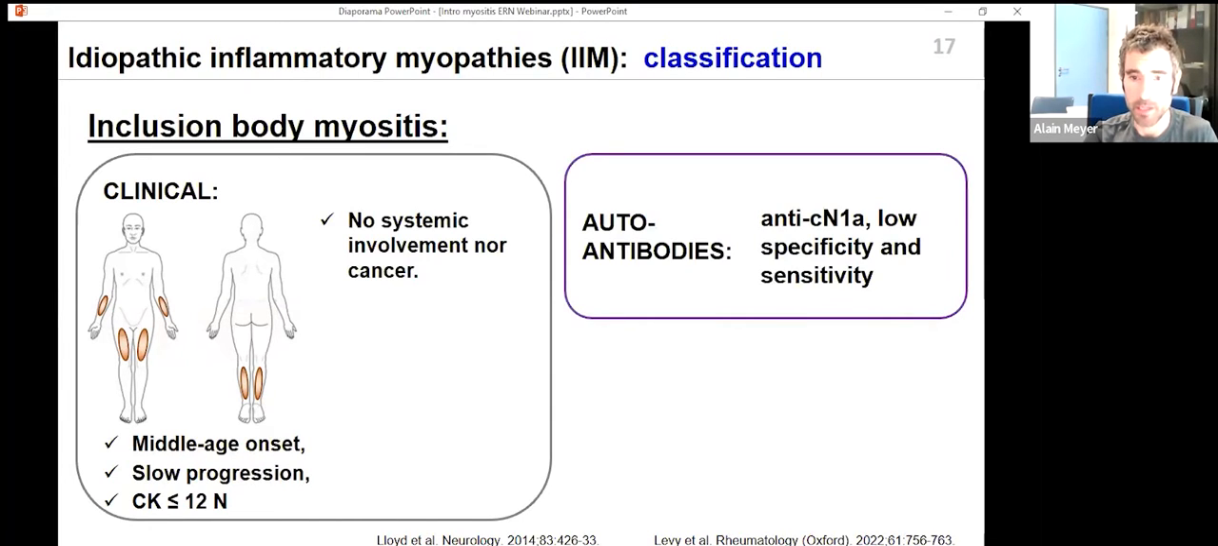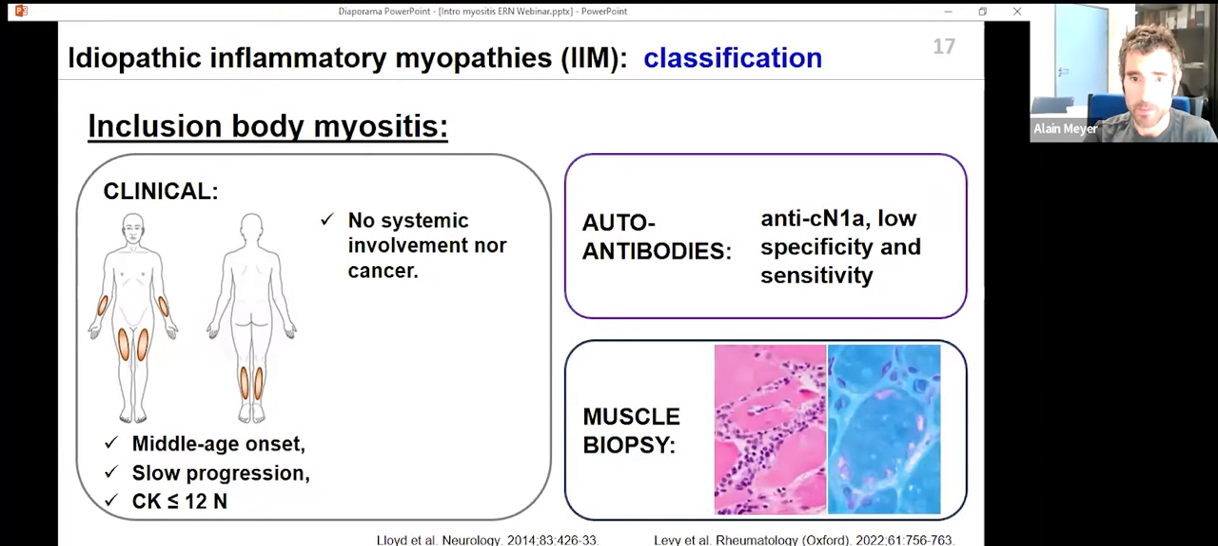Anti-cN1A antibodies can be found, but this antibody lacks specificity and sensitivity for inclusion body myositis. Thus, muscle biopsy is mandatory for the diagnosis. It notably shows an endomysial lymphocytic infiltrate invading muscle fibers. These muscle fibers are characterized by rimmed vacuoles and other abnormalities indicating autophagic deregulation.